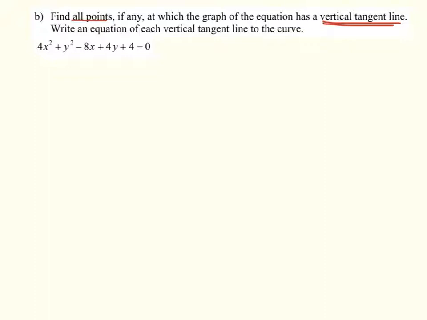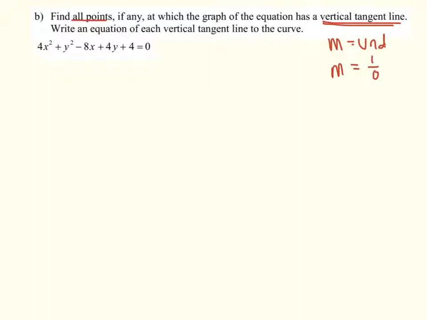All right, so now if we have a vertical tangent line, what is that telling us? Well, it's now telling us that instead of our slope being 0, we now have a slope that's undefined. And if we have an undefined slope, we know that what that looks like is that instead of 0 divided by a number, it's a number divided by 0.